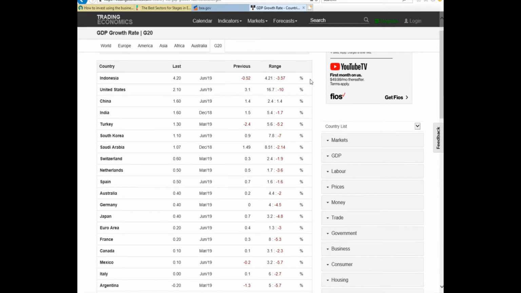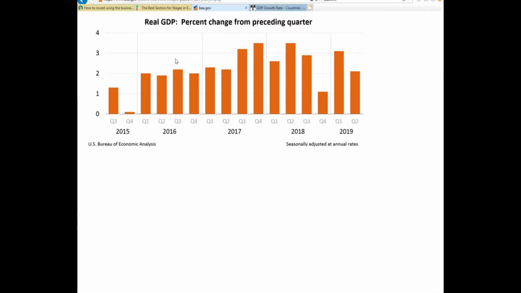Most of the world economies are looking at close to zero on their GDP expansion. Some have already gone negative. When looking at real GDP for the United States, it has increased from 2015 to about 2017, 2018. We just got data back for Q2, and we're starting to see a reduction in real GDP.